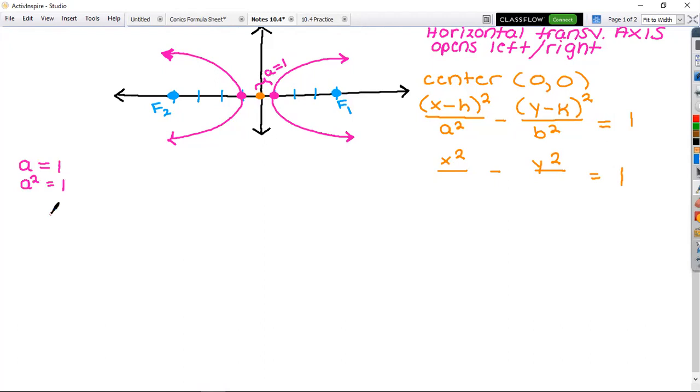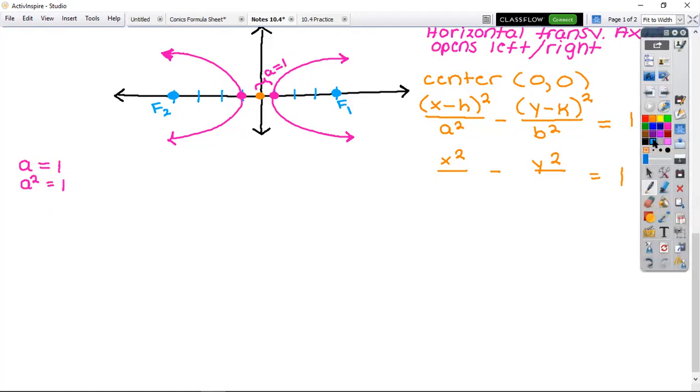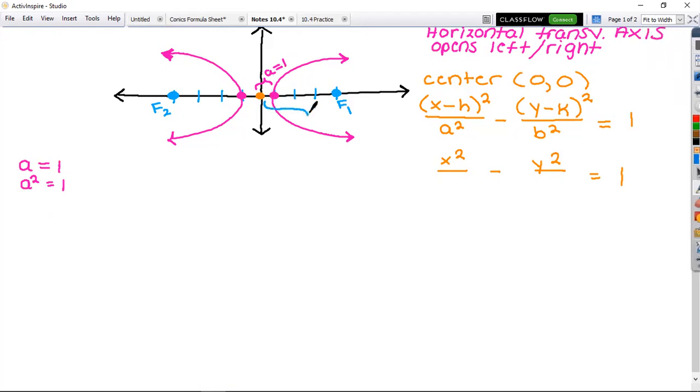The next value that you're going to find here off your graph is your c value. So from here to here, so center to focus, this is your value of c, and this is equal to 4. So c is equal to 4. Therefore, c squared for our formula, obviously 16. So c is always your distance from your center to your focus. So I'm almost done here. The only thing I need to find is b.